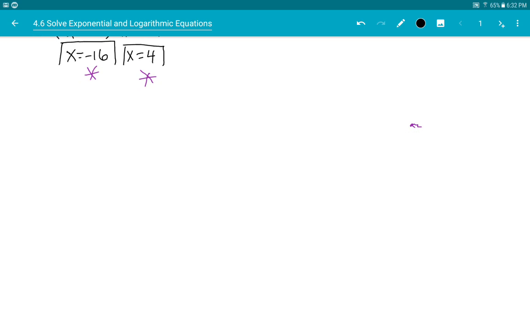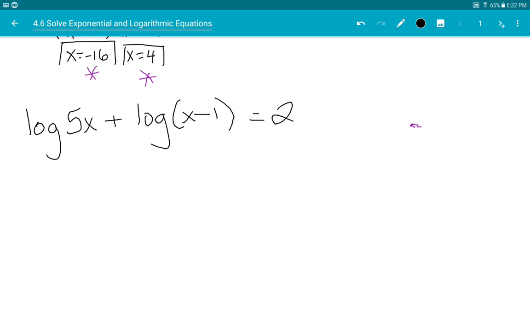Those are the ones that are a little bit more tricky because you have to apply the properties from the previous section. So let's say we have log of 5x plus a log of x minus 1 equals 2. Very, very similar. We have a sum, 2 logs. So that property we're going to have to combine using multiplication. So we're going to get log of 5x squared minus 5x equals 2.